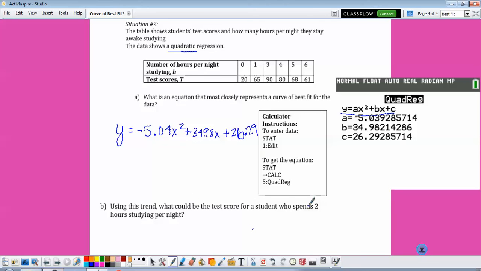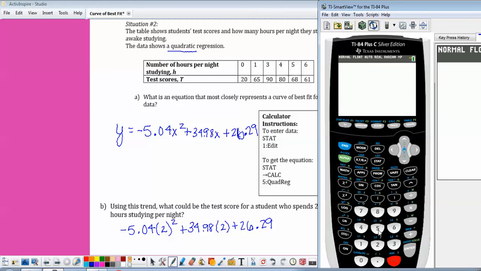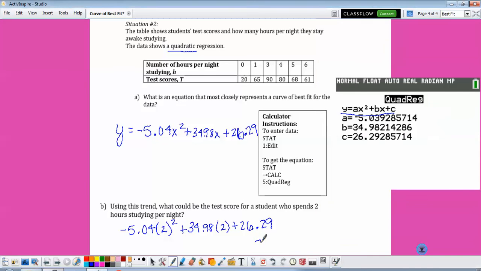Using this trend, what could be the test score for a student who spends 2 hours of studying per night? Well, we're going to take our x's and we're going to put 2 in its place. We're going to type that in our calculator. So negative 5.04 times 2 squared plus 34.98 times 2 plus 26.29, and we get 76.09.